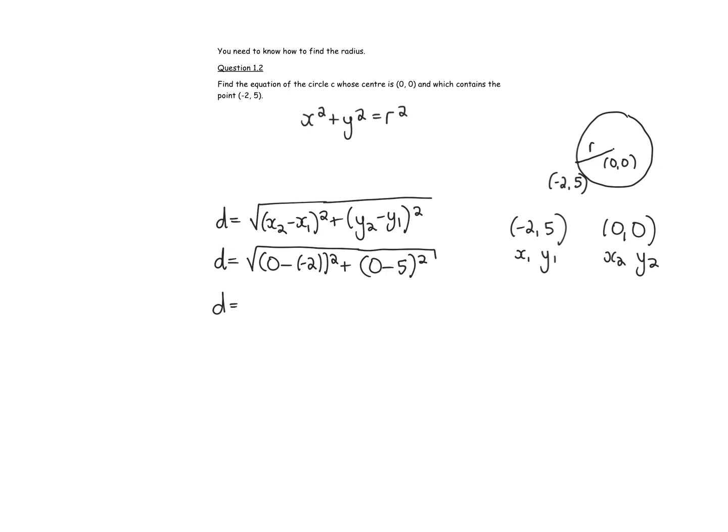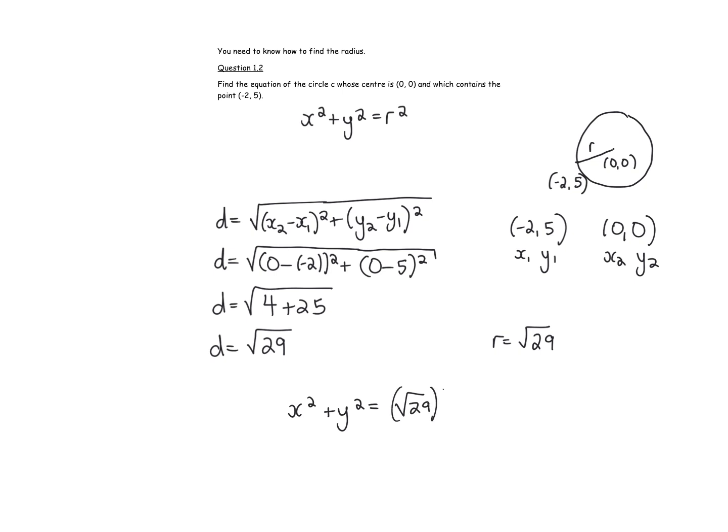Then we can figure it out. So the first bracket becomes 4, and the second bracket becomes 25. So the distance for this one is equal to the square root of 29. Now we know that the radius is equal to the square root of 29 because the distance we found was from the point minus 2, 5 to 0, 0, which is the radius. Filling that into the first equation then, we get x squared plus y squared is equal to the square root of 29 squared. Working out the radius part then, we get x squared plus y squared is equal to 29. And that's the equation of the circle which has centre 0, 0 and contains the point minus 2, 5.